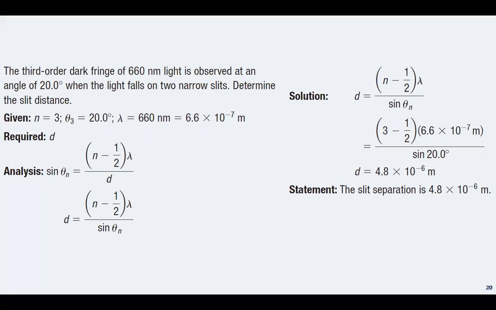Let's have a look at the solution here. For dark fringes, we have the following relationship: D sine theta n should equal n minus 1/2 times lambda. Therefore, the separation of the two slits D should equal n minus 1/2 times lambda over sine theta n. In this case, we know that's the third order dark fringe, so n equals 3, lambda equals 660 nanometers, and theta equals 20 degrees. Using a calculator, you can find the separation between the two narrow slits: D equals 4.8 times 10 to the power of -6 meters.